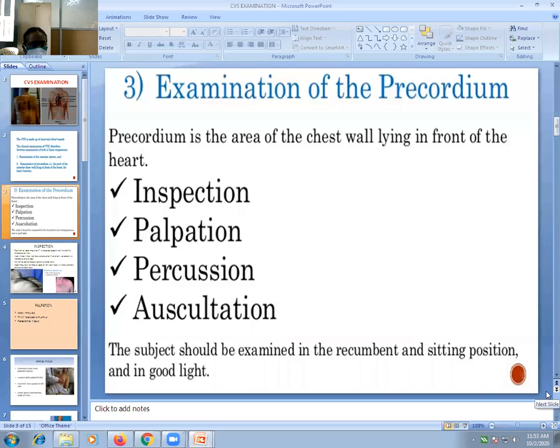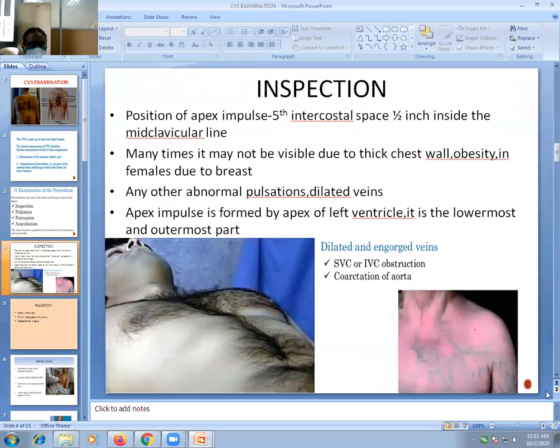The patient should be examined in recumbent position or in sitting position and good light. And patient should be exposed. You have to remove the clothes or ask the patient to remove the clothes for proper inspection, palpation and auscultation. So patient should be well exposed, good light, and in recumbent or sitting position, patient should be comfortable. So first inspection, see this is the position of patient, patient should lie comfortably, patient should be exposed.